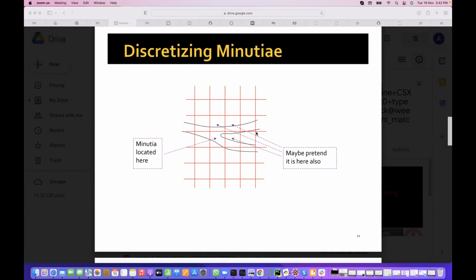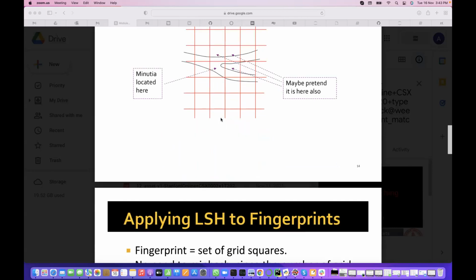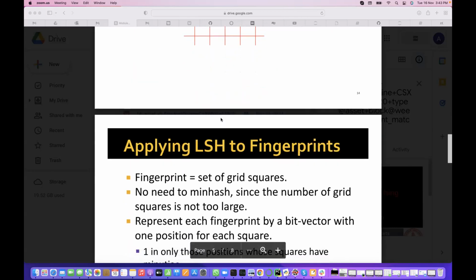How many grids? If you take more grids, what happens? You need to probe more. Even if they match in this grid, you need to prove whether they are similar or not. Even if you take this one also, you need to prove whether they are similar or not. So if you increase the number of grids to replicate, then you need to probe more. So this you can take by using minutiae.